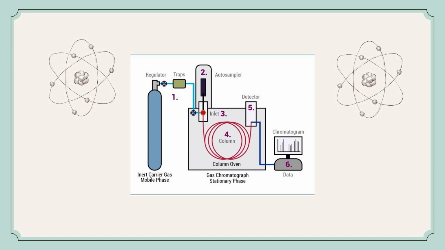And then, here is the flow for gas chromatography to produce data. We have the mobile phase and the stationary phase. For the mobile phase, we have just one step only. For the stationary phase, we have four steps, which are the auto sampler, inlet, column, and detector. The chromatogram data is produced after passing through the mobile phase and the stationary phase.